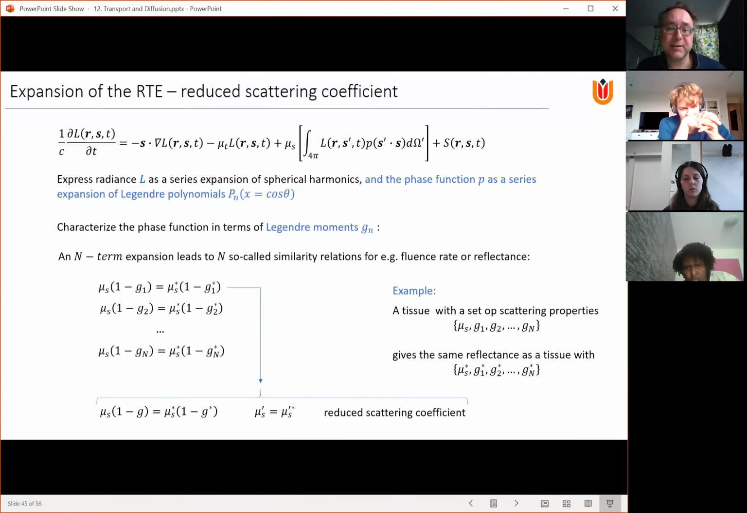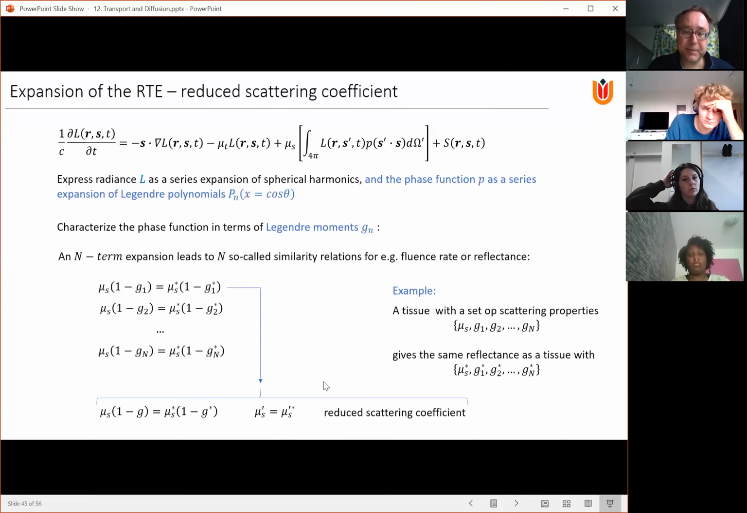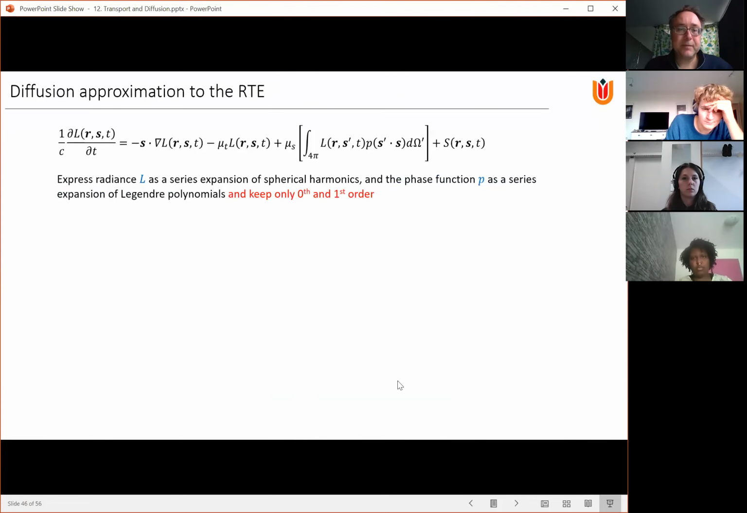Actually, the first one is so important that it gets its own symbol. So μs times 1 minus g is called the reduced scattering coefficient, μs prime. It gets a little prime here. Now the way to derive, and you felt that coming a little bit, I guess, because I alluded to the Taylor expansion. You get the diffusion approximation, so that same set of equations that we had before, by doing this development and keeping only the zeroth and the first order of the expansion.